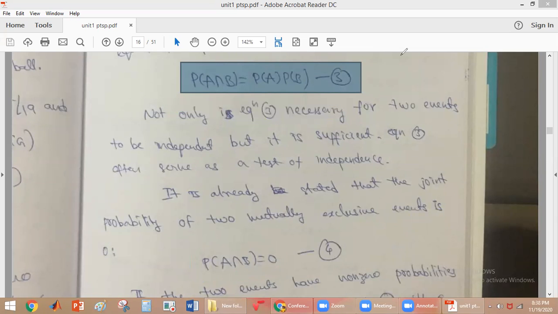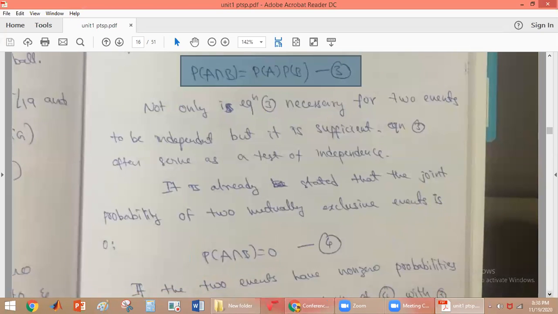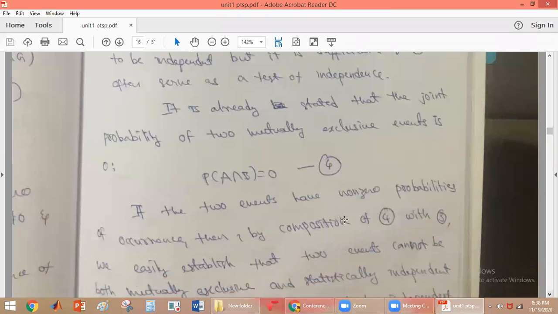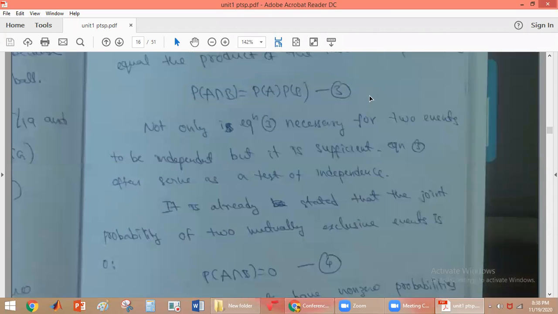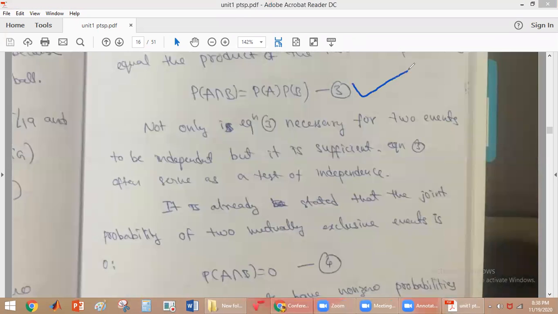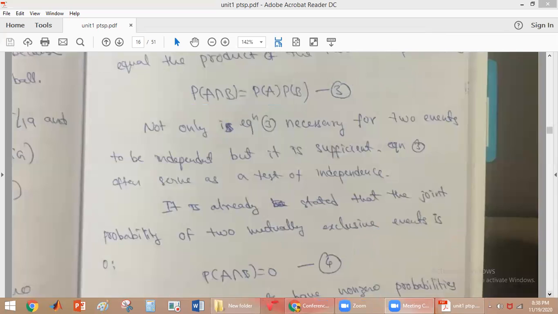Yes or no? So, when two events are mutually exclusive, they cannot be statistically independent, because this is the condition for two events to be statistically independent. This is the condition for the two events to be mutually exclusive. So if two events are statistically independent, only this condition is satisfied. This will not be satisfied. If two events are mutually exclusive, this condition will be satisfied. This will not be satisfied. So when two events are mutually exclusive, they cannot be independent.